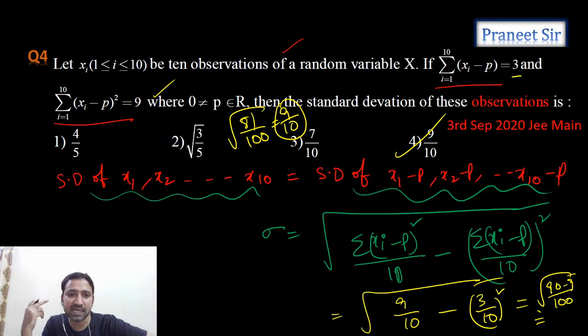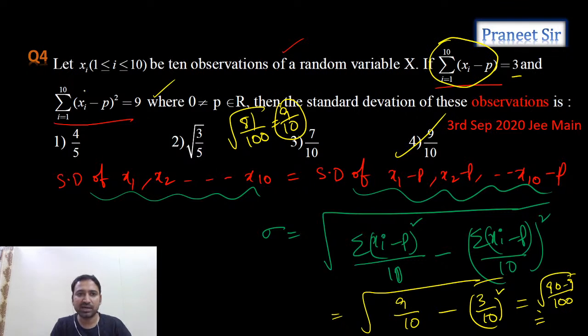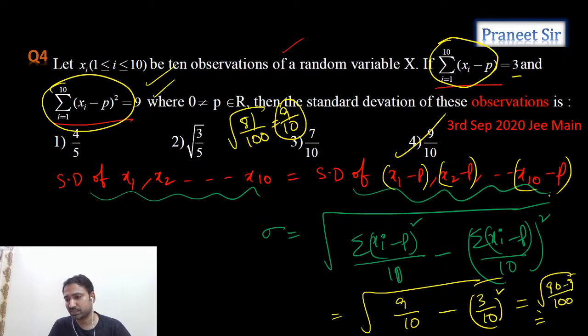Instead of calculating standard deviation of x1, x2, x3, so on up to x10, I just calculated standard deviation of x1 minus p, x2 minus p, so on up to x10 minus p. Because if you subtract p from each and every observation, still the result will be the same. He already gave this value and this value, so to use these values, I am directly calculating standard deviation of x1 minus p, x2 minus p, so on up to x10 minus p, which will be 9 by 10. So the answer is 9 by 10.